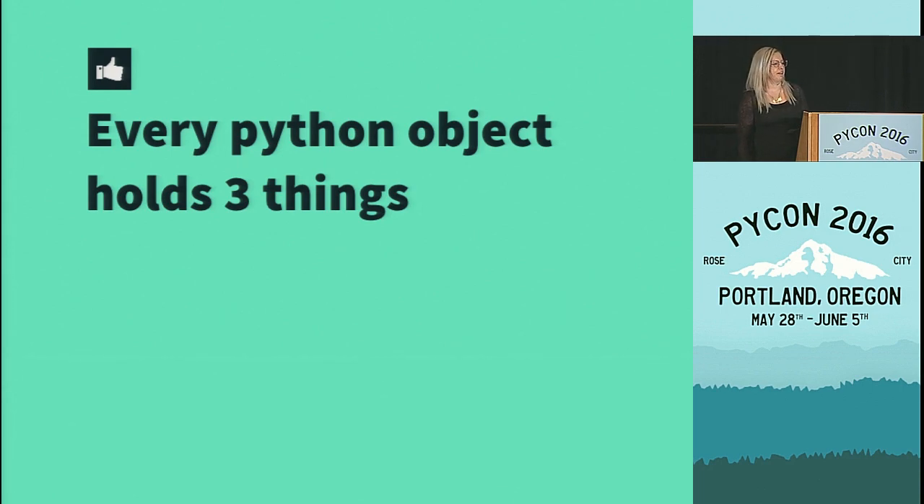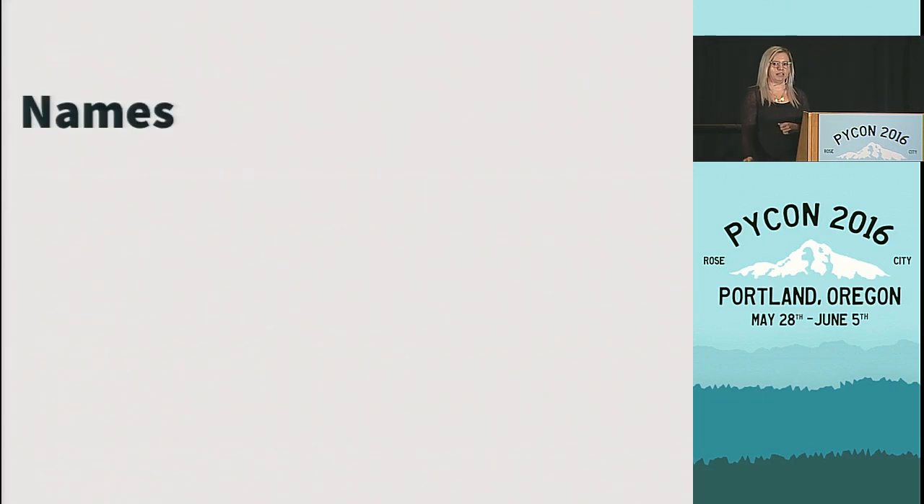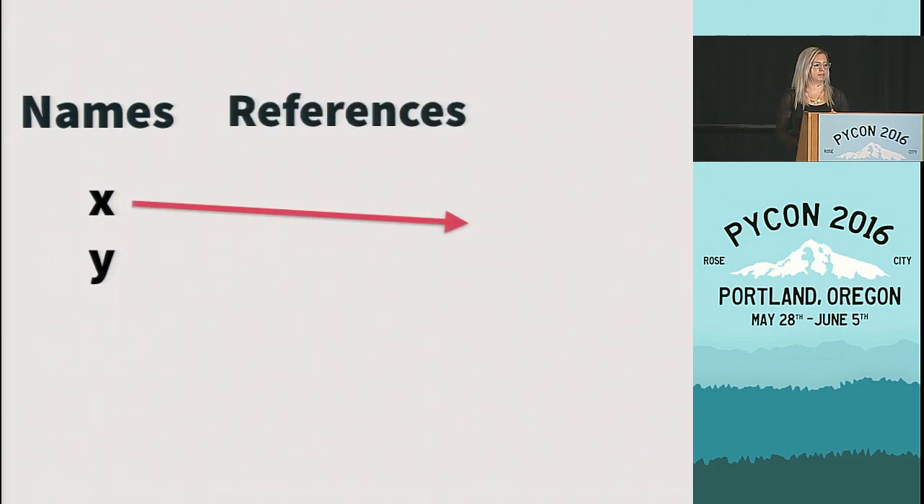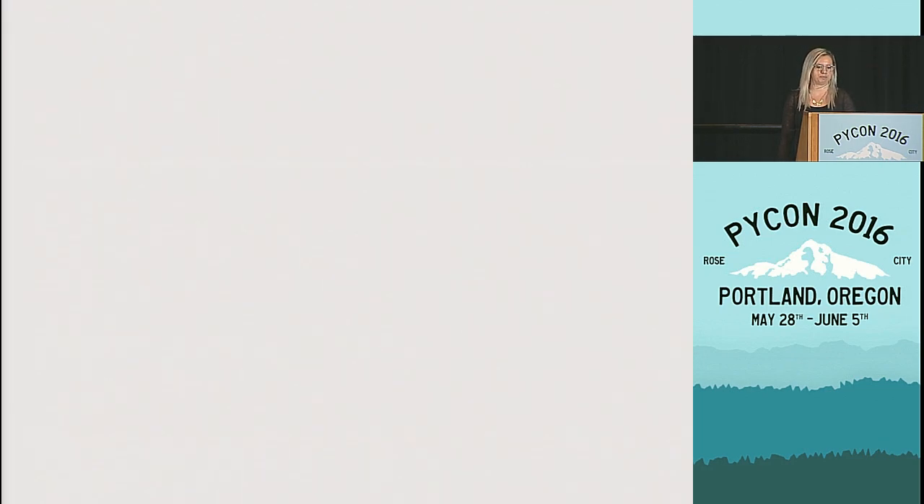Internally, every Python object holds 3 things: its type, its value, and its reference count. So in our previous example, we had 2 names, x and y. That gives us 2 references to 1 object. So we have an object here. It knows its type. It knows it's an integer. It knows that its ref count is 2, and it knows that its value is 300.